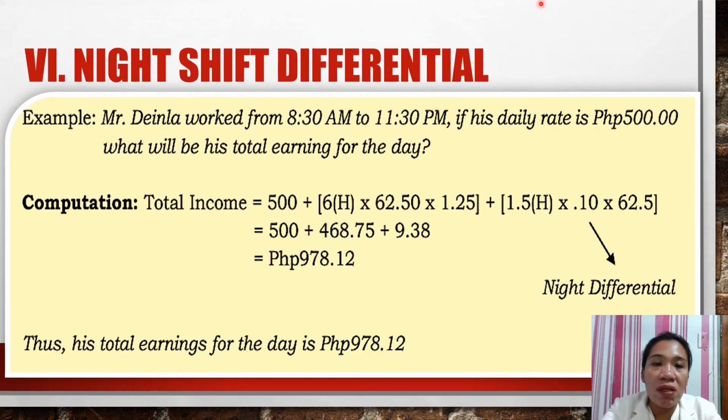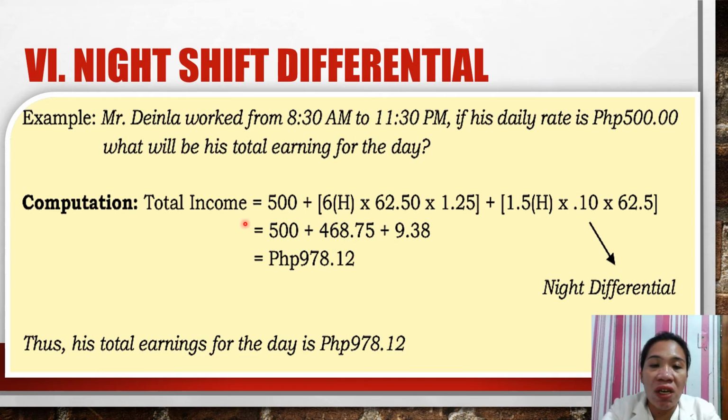Now, let's move on to night shift differential. Night shift differential refers to the 10% added amount to the hourly rate if the employee works from 10 p.m. to 6 a.m. So, let's proceed to an example. We have here Mr. Dela Cruz, who worked from 8:30 a.m. to 11:30 p.m. If his daily rate is 500 pesos, what will be his total earning for the day?